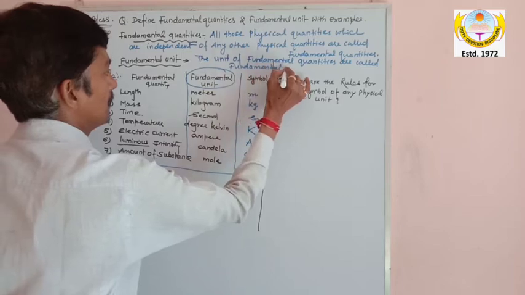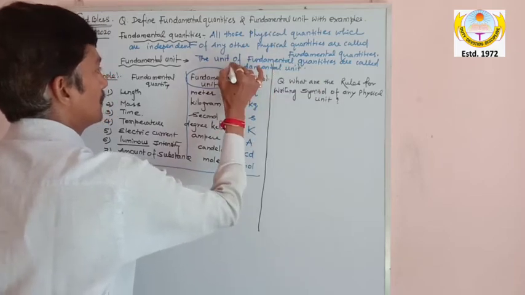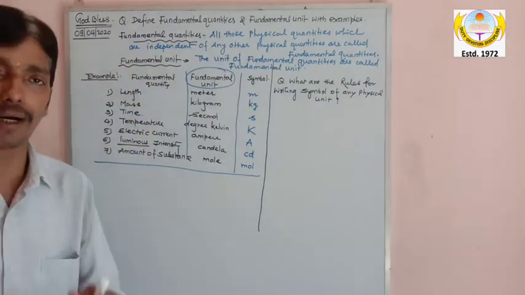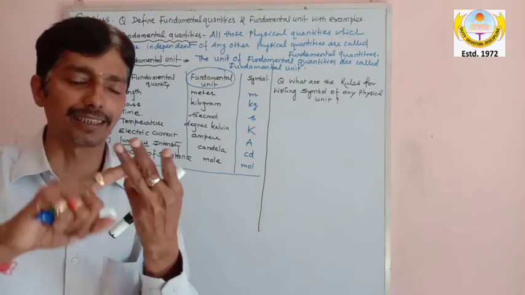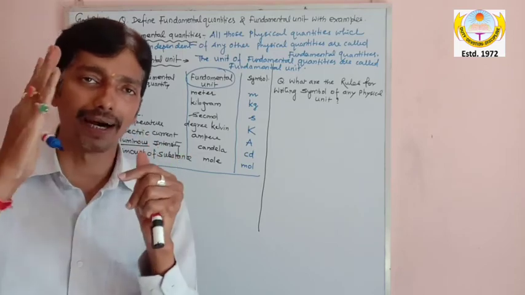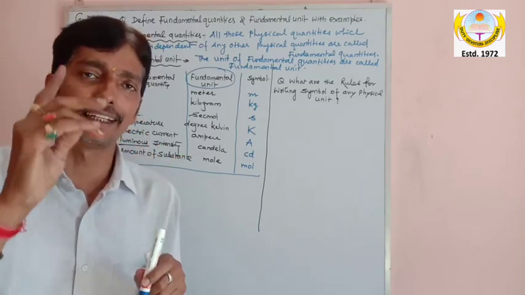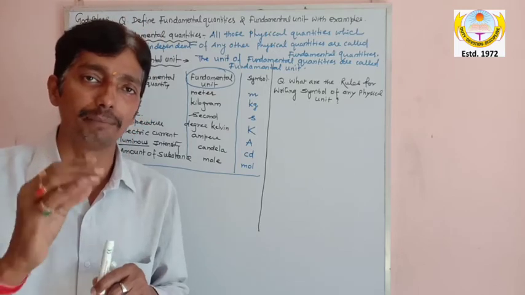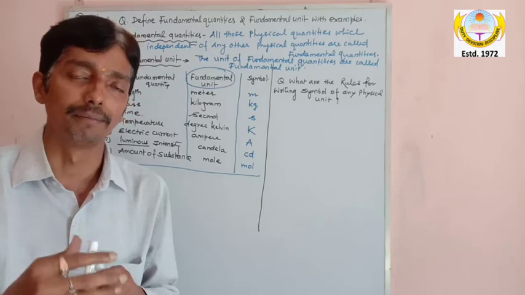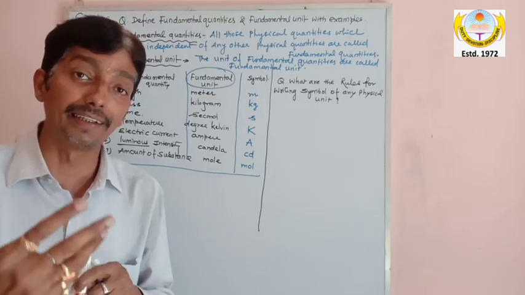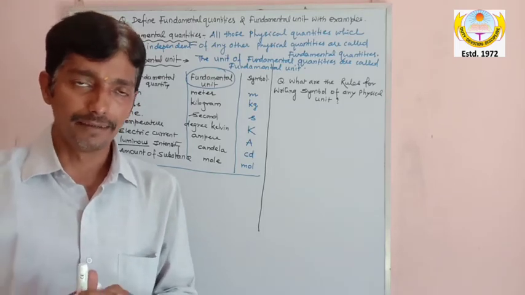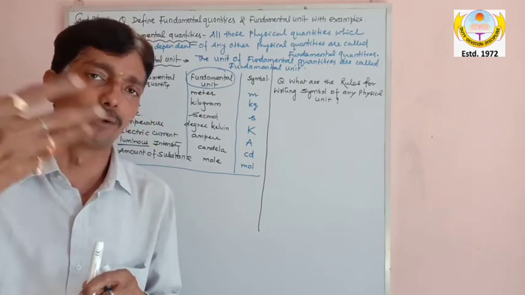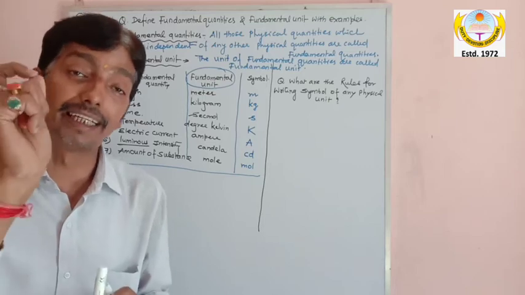So simple. And here I have written the names of the 7 fundamental quantities. Remember this: length, mass, time, temperature, electric current, 6th luminous intensity and 7th amount of substance. What is the fundamental unit for length? Meter. For mass, kilogram. For time, second. For temperature, degree Kelvin. Don't say degree Celsius, that is another way around. I'll explain further when we go deep in the chapter. But it is degree Kelvin.